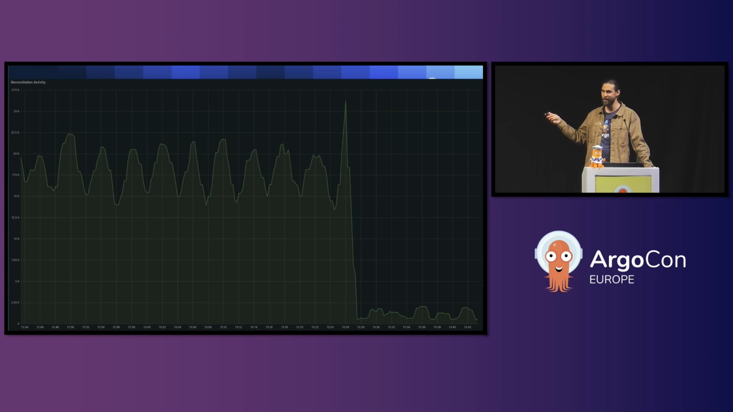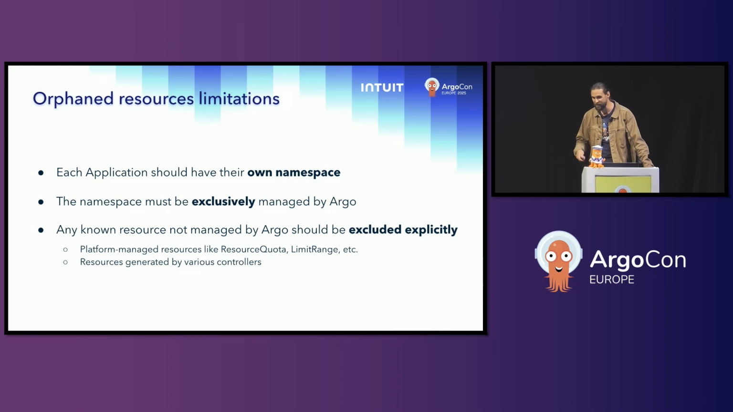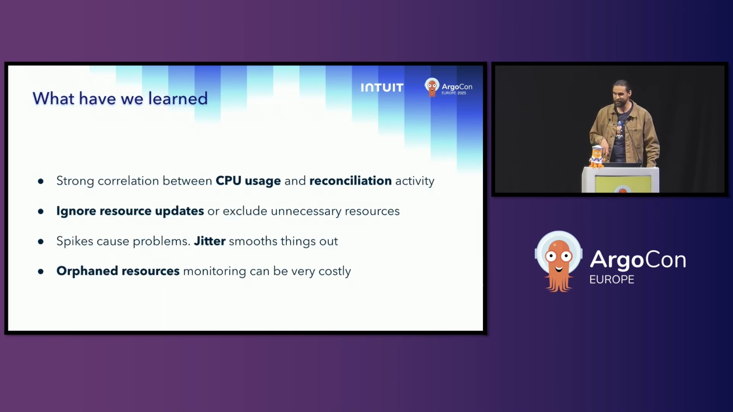So for the ones that use Orphan resource monitoring, try to turn it off and see what happens. Someone in the community tried that, and they posted their graph on a GitHub issue, and that's their reconciliation activity after disabling it. That's their CPU activity after disabling it. So we can see that the CPU and the reconciliation activity are almost the same. So there are some limitations. We don't have time to talk about them.